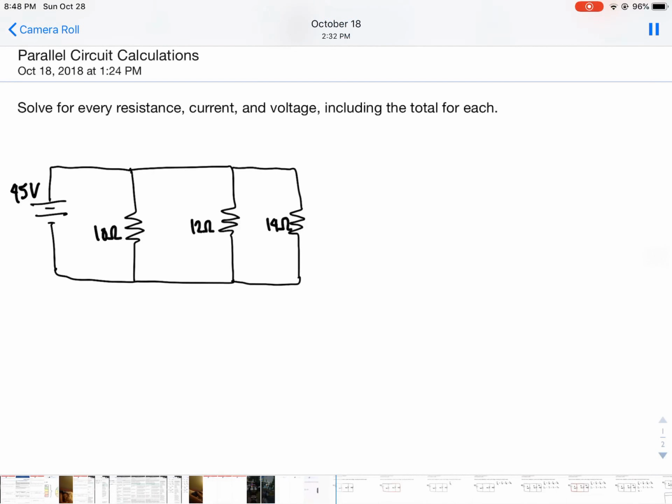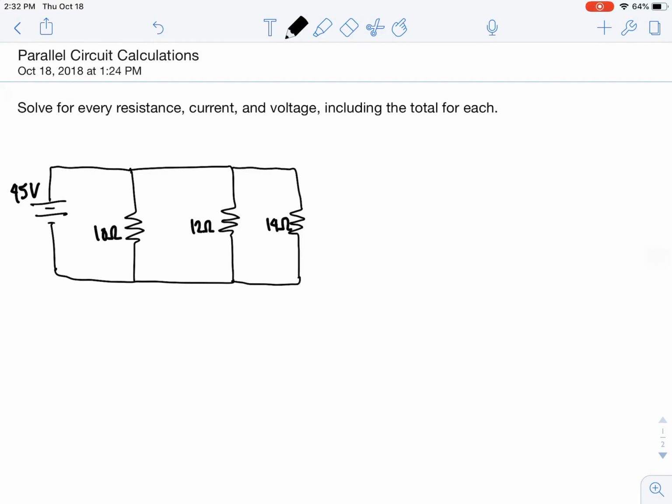In this video, we're going to do parallel circuit calculations for resistance, current, and voltage. Resistance, current, and voltage for a parallel circuit is different than a series circuit in that, one, a series circuit follows a singular path. And here, we actually have multiple paths. So that's one path. Here's another path for the current to flow. And finally, we have a third path as well.